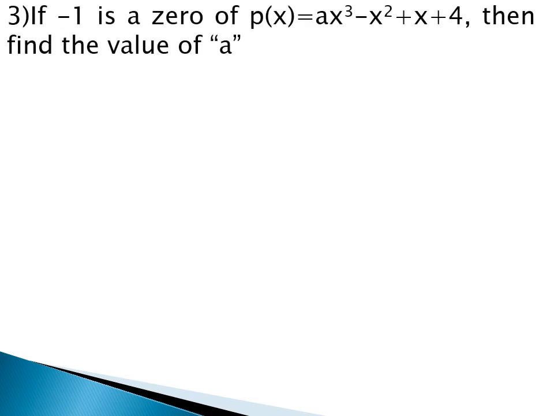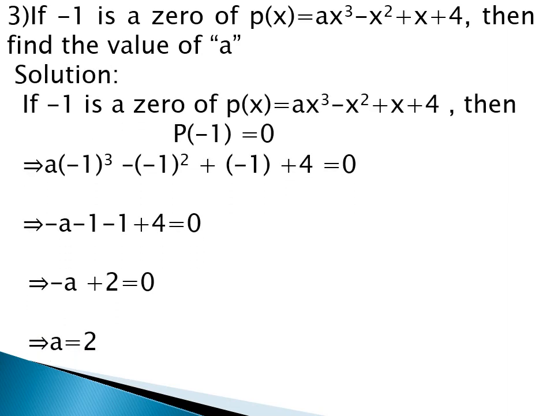Next question: if minus 1 is the 0 of p of x equal to a x cube minus x square plus x plus 4, then find the value of a. What is the difference in this question? Already it is given that minus 1 is the 0 of p of x. So what should we write? Let us see the solution. How to write the first line? If minus 1 is the 0 of p of x, then p of minus 1 equal to 0.